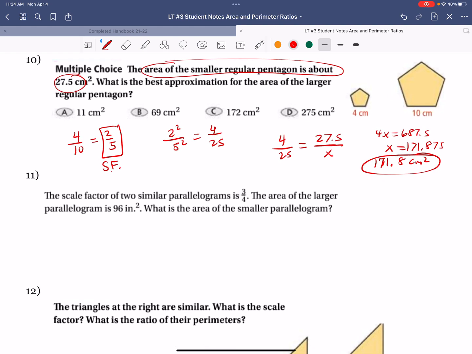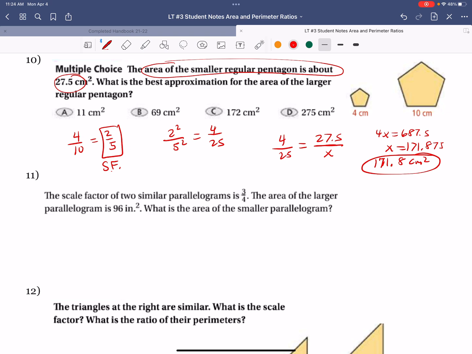The scale factor of two similar parallelograms is 3 to 4. The area of the larger parallelogram is 96. What is the area of the smaller? Press pause. Try this on your own and press play when you have finished.